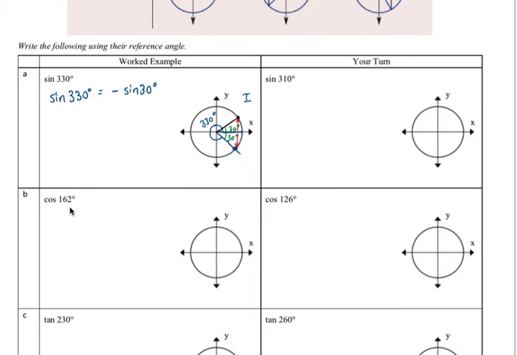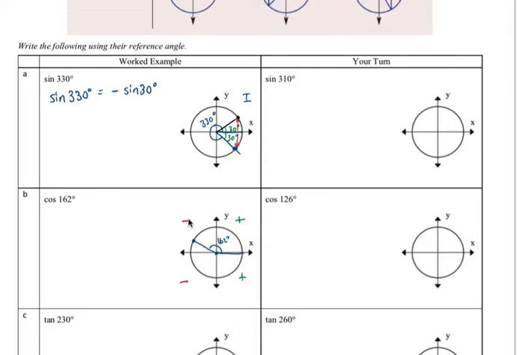The next example is cosine 162. We do the same thing. We start off at our positive x-axis and we rotate round 162 degrees. Now, one thing we can note is that we know that cosine is positive here and here, quadrants 1 and 4, and it's negative here and here, right? So just one thing to know.